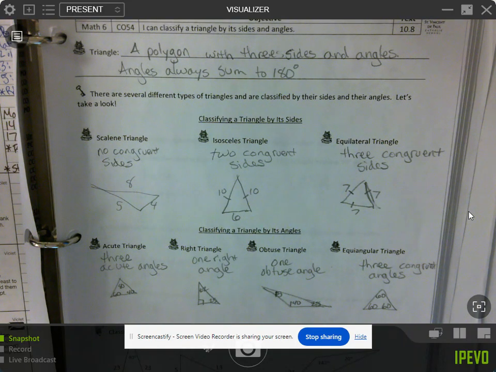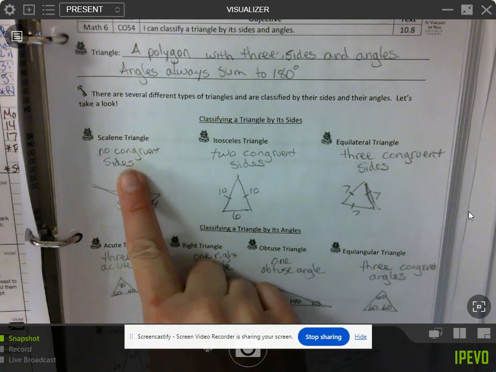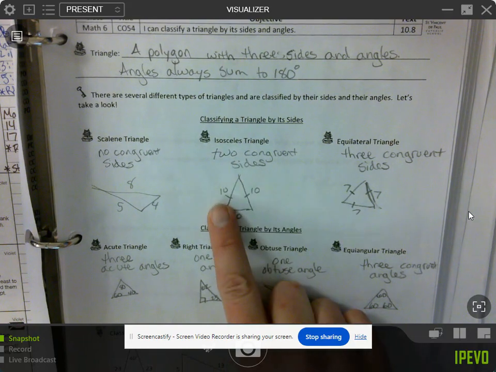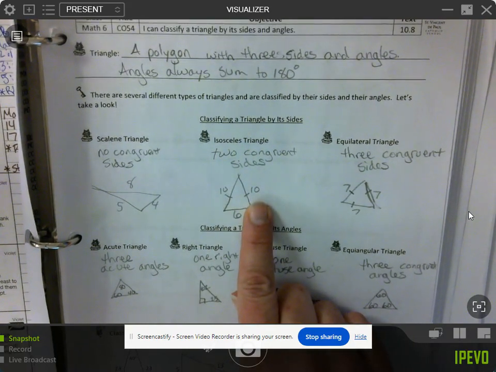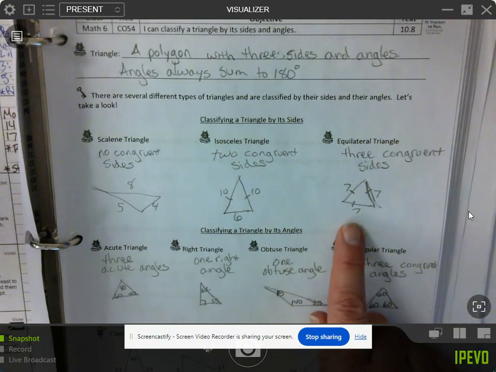So we had classifying by sides. We have the scalene, which means there's no congruent sides. Isosceles, which means two sides are congruent, same size. And then we have equilateral. All three sides are the same number.